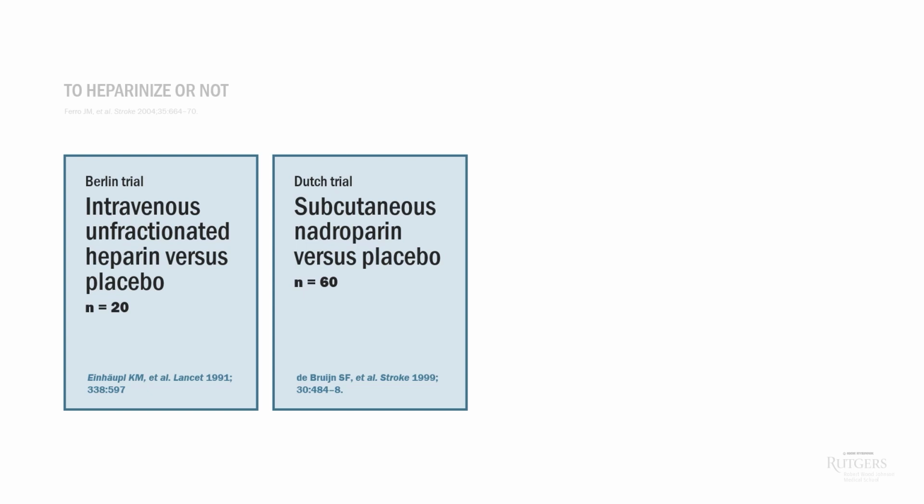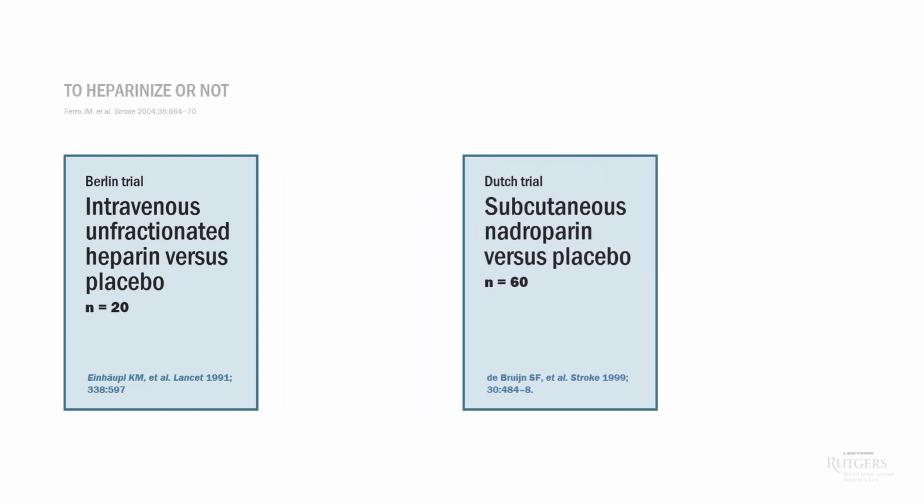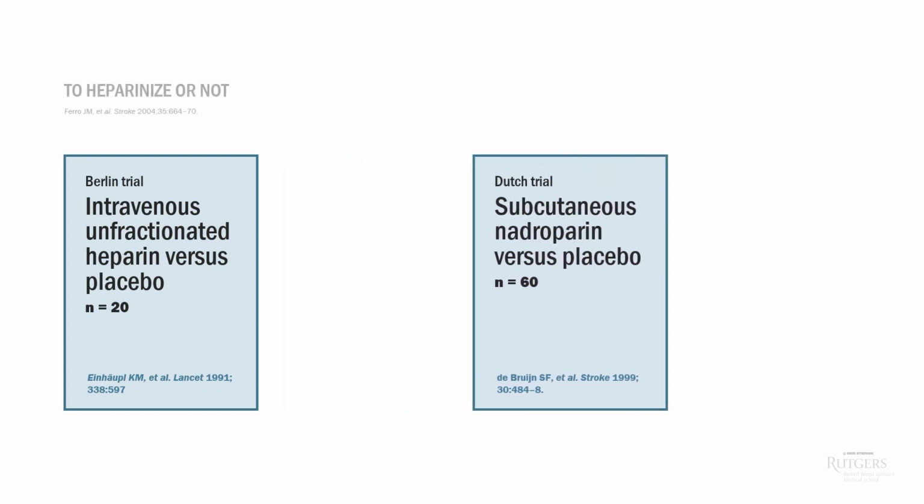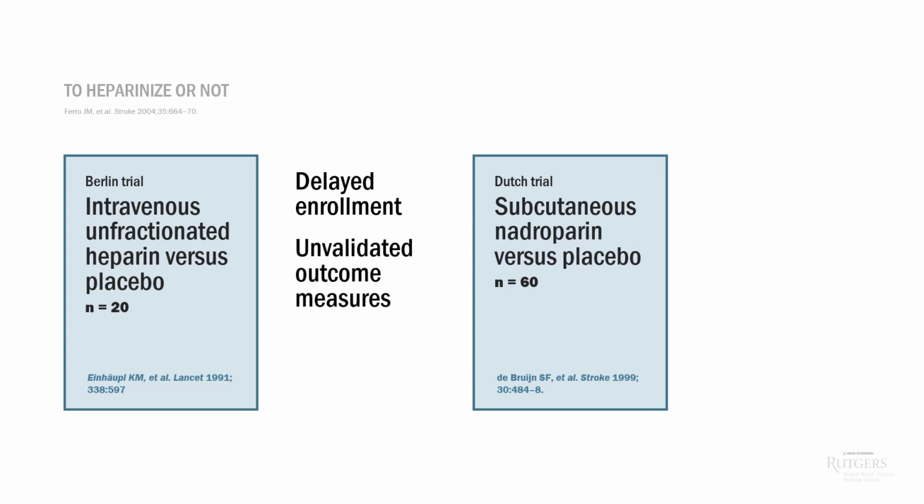Aside from small sample sizes, it's a rare disease after all, major criticisms of the Berlin trial included delayed enrollment. The average length from onset of symptoms to anticoagulant treatment, 4 weeks, was exceptionally long, so severely ill patients could have been excluded. There was also the use of unvalidated outcome measures. The outcomes were not based on the modified Rankin score that is widely used in stroke trials today, and technically existed at the time these trials were conducted.